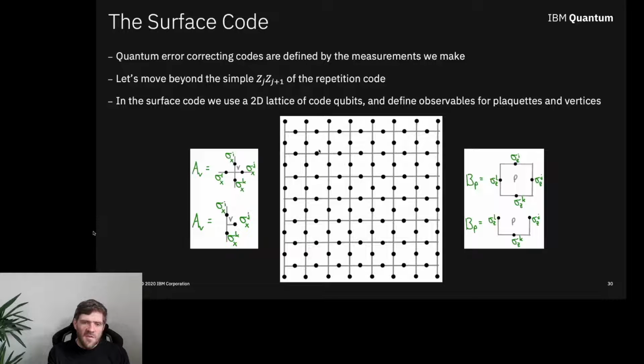And also on the vertices, we have 4 qubits around each vertex, and on those we make 4 qubit parity measurements, but this time in the X basis, so XXXX. And for the sides where we have these truncated vertices, we do XXX parity measurements. So these are the measurements we're going to make. Why do we do that? How is it useful? Well, let's continue and we'll see.